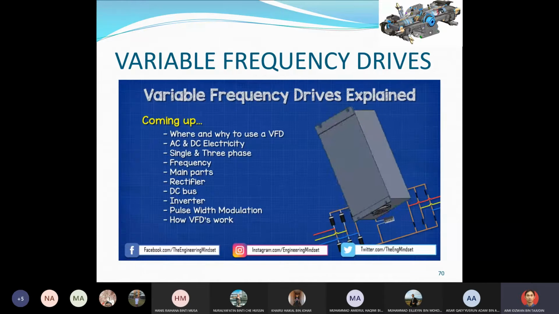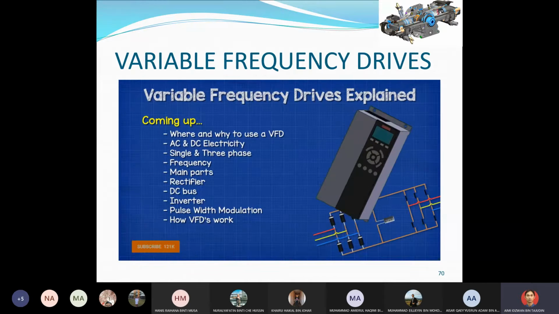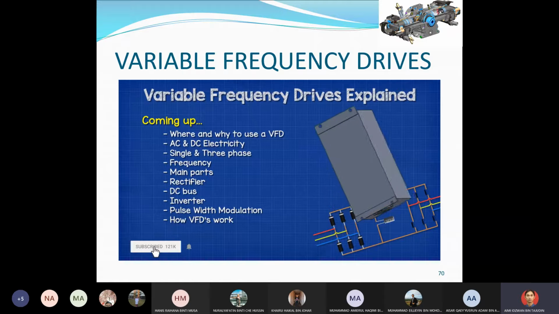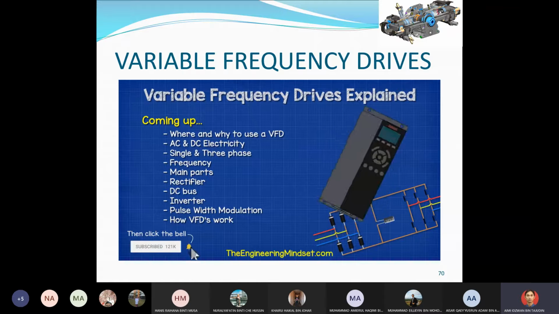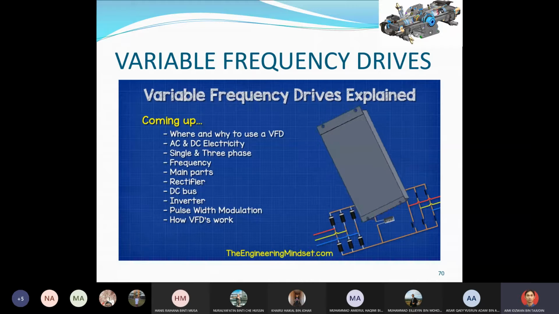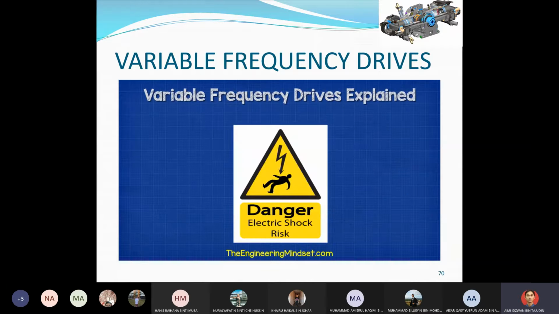Hey there guys, Paul here from the engineeringmindset.com. In this video, we're going to be looking at VFDs. We'll be starting from the basics to understand how they work. Remember, electricity is dangerous and can be fatal. You should be qualified and competent to carry out any electrical work.